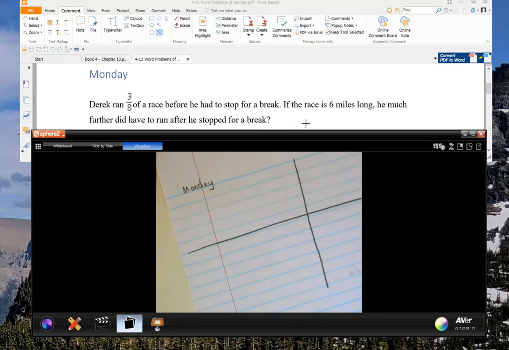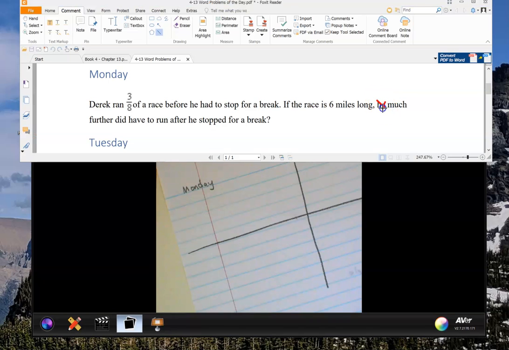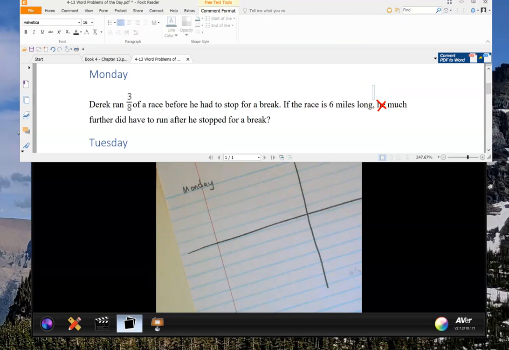First thing I want to do now, after I've read it, is take a look at an answer sentence. So I might use Derek, and it looks like I'm talking about a race. He stopped for a break, and then he had to run a little bit more. So the question is, oh, I made a little typo here. That really should have said, how much further does he need to run? If you noticed that typo, good job. I read it first and just read right over it, but it should be, how much further did he have to run after he stopped for a break? That makes it a little bit easier to understand.